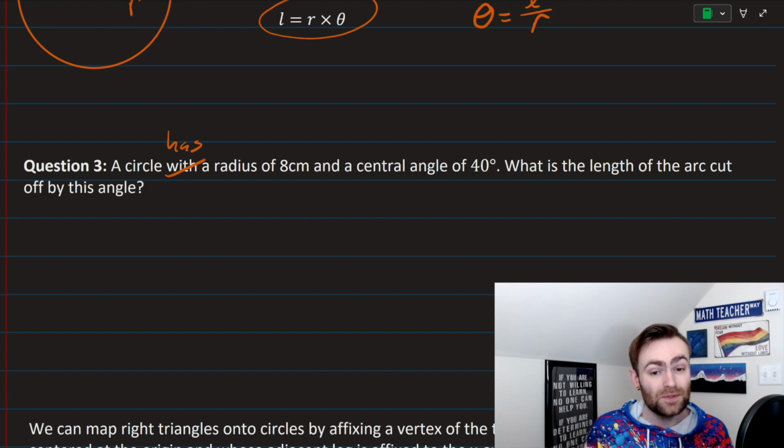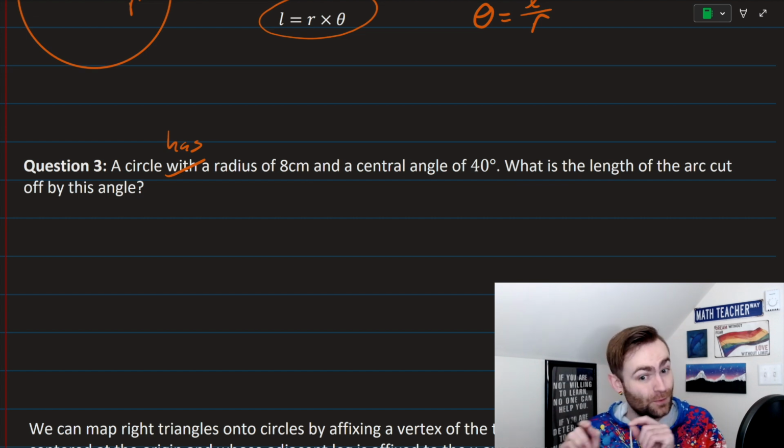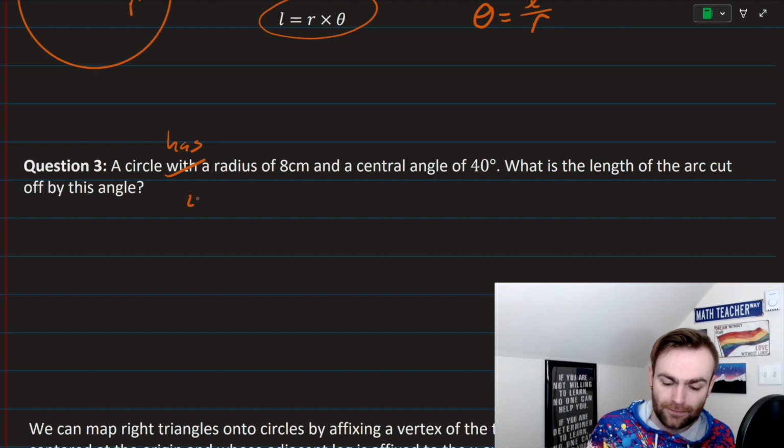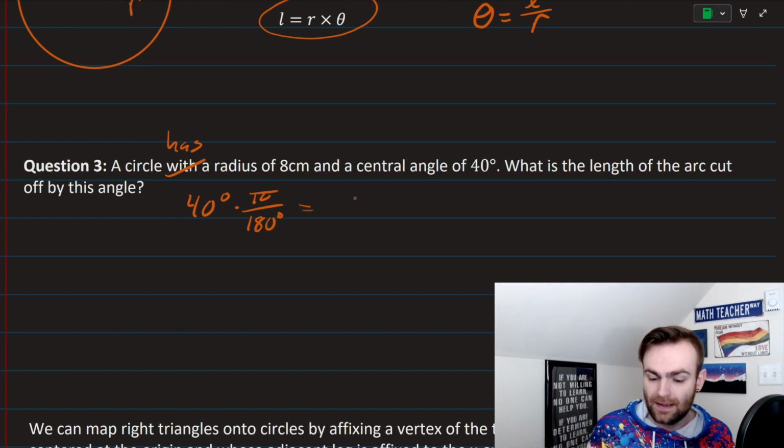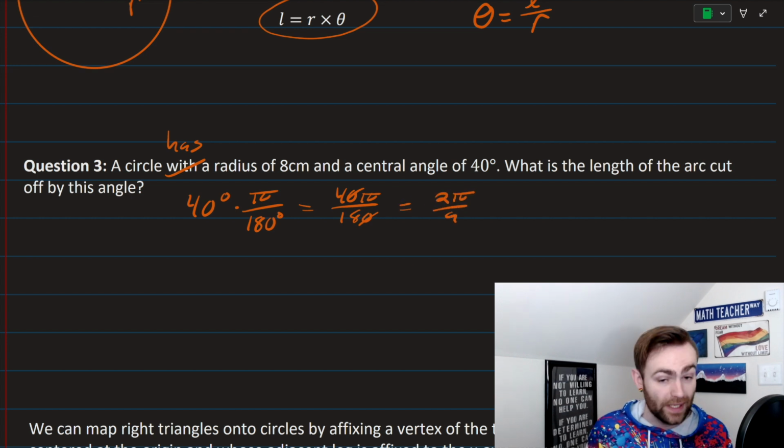So first and foremost, let's convert degrees to radians. So we have 40 degrees, and we're going to multiply this by pi radians over 180 degrees. This gives us 40 pi over 180. Both of those are divisible by 10, so we can cancel out those zeros. And both of these numbers are even, giving us 2 pi ninths radians.